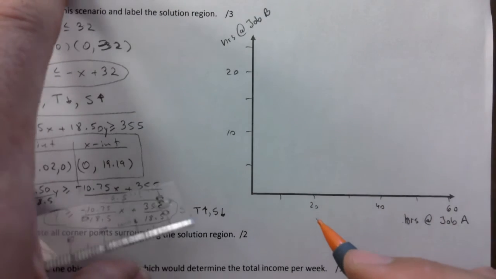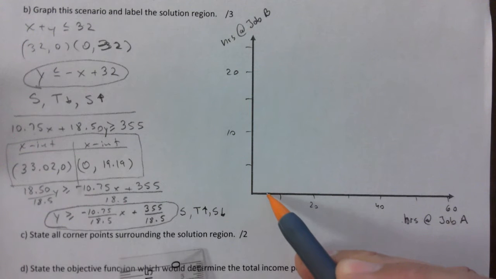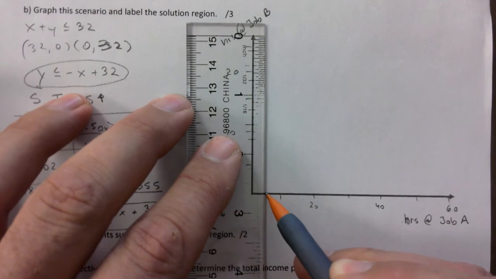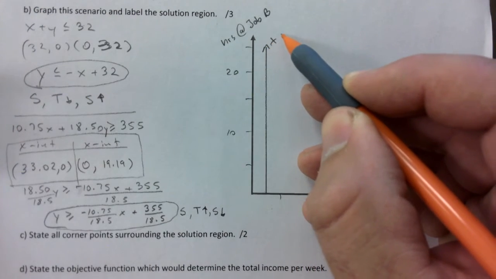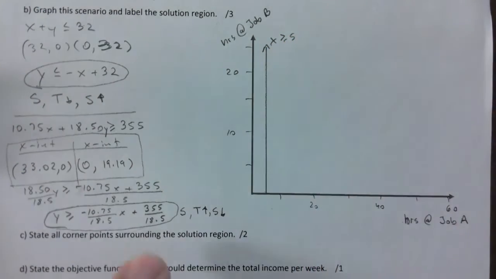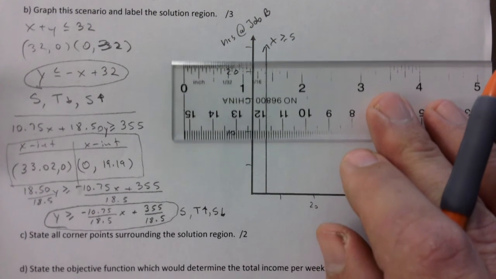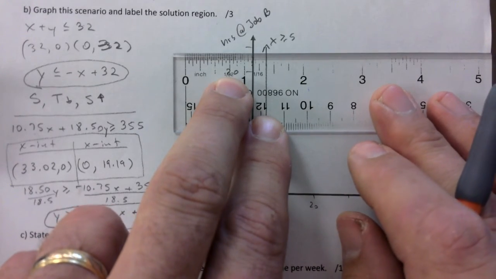Okay. So the first one, the x is greater than or equal to 5. That should be right here. That's a vertical line. I'm going to graph the vertical and the horizontal right away. There's the 5, and then the other one is the 24, which is right about there. Oh, I should have extended it a little bit.